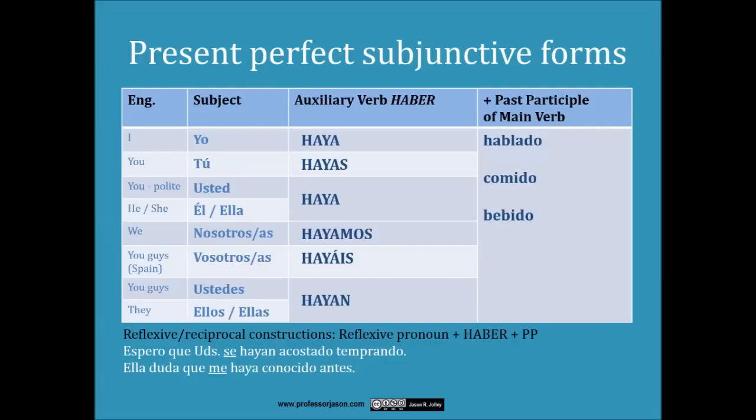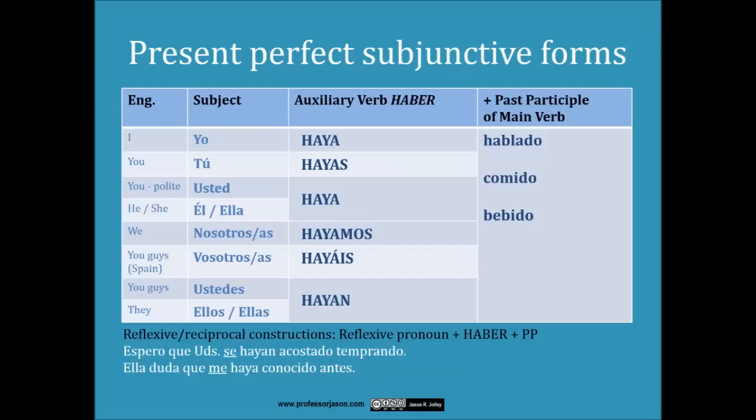All right, so let's shift gears and finally talk about the forms for the present perfect subjunctive. By now, you've seen 10 or 20 examples of the present perfect subjunctive, and you know that it consists of two parts, really, the verb conjugation. You have the auxiliary verb haber, which is the equivalent of the English to have, and the conjugations you can see here, right? Haya, hayas, haya, hayamos, hayáis, hayan.